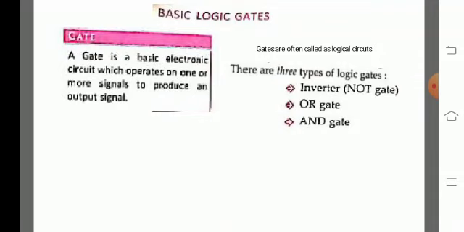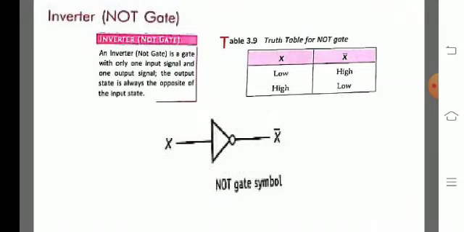Gates are electronic circuits that operate on one or more signals to produce an output signal. Already we studied true and false. True means high voltage, sorry, false means low voltage, like that we studied. So here we'll discuss one by one.